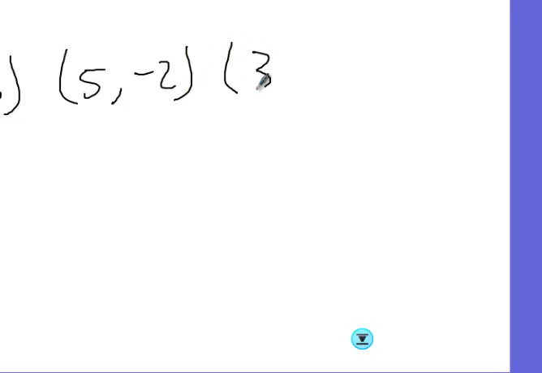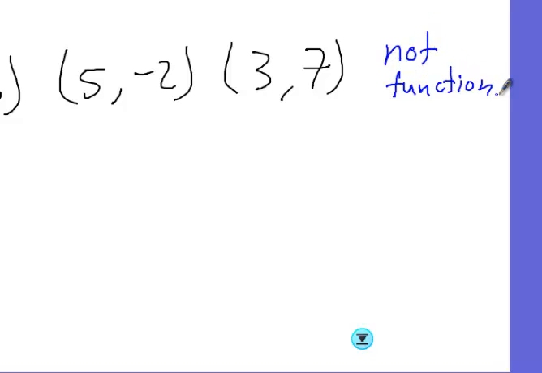So basically, let's say we have this: 0, 7, 3, 6, 5, -2, I don't know, 3, 7. Okay. Now, right off the bat, is this a domain? Is it a relation or is it a function? Well, the x's repeat because 0, 3, 5, 3. 3 comes up twice, so it's not a function.